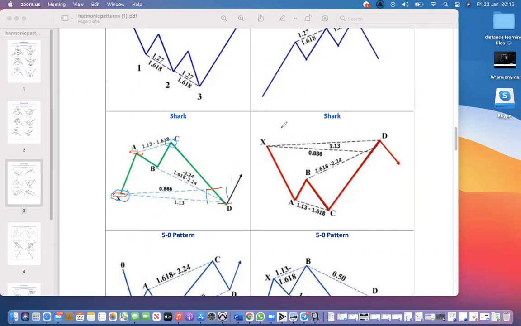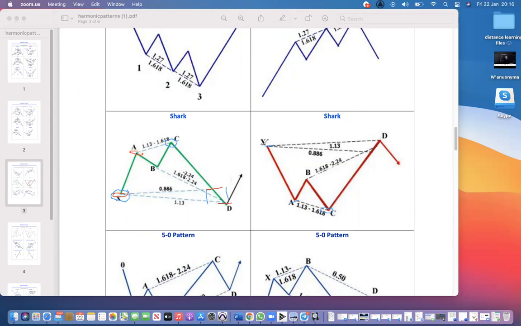It's the same way when you're trading the bearish one. Again, you're going to pull your fib from X to A, and the zones are already there, 1.13 to 1.618. Immediately you pull your fib from X to A and it gives you a zone, or price reaches into any of this area, it means that you have a C leg for a shark pattern.